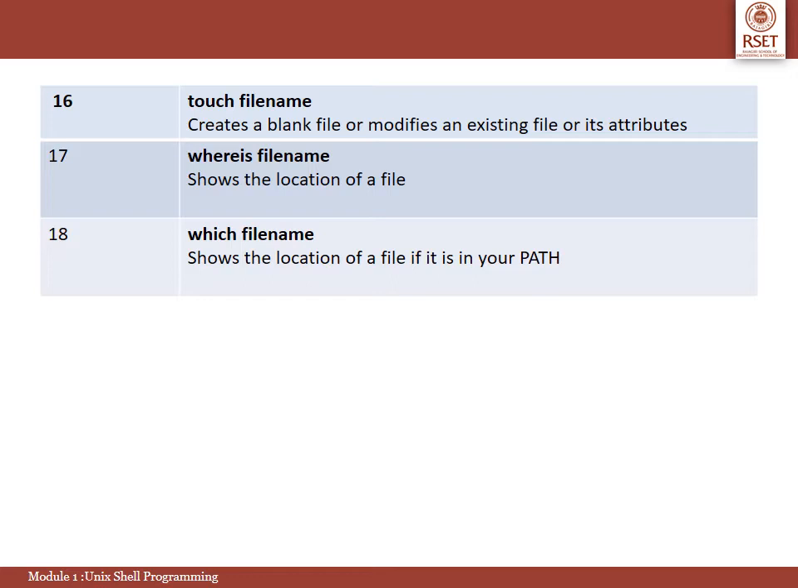The command touch followed by a file name creates a blank file or modifies an existing file or its attributes. Then the command whereis followed by a file name shows the location of a file. Then the command which followed by a file name will show the location of a file if it is in your path.